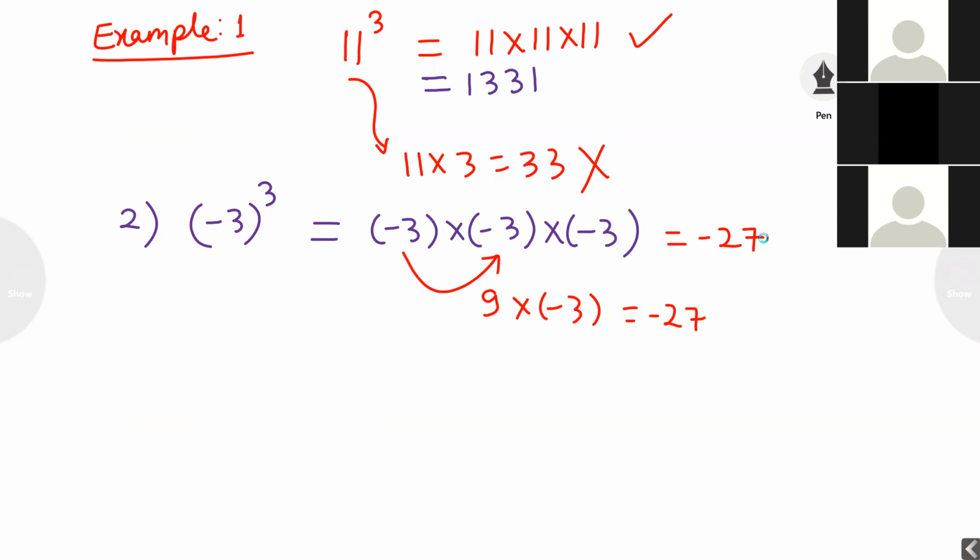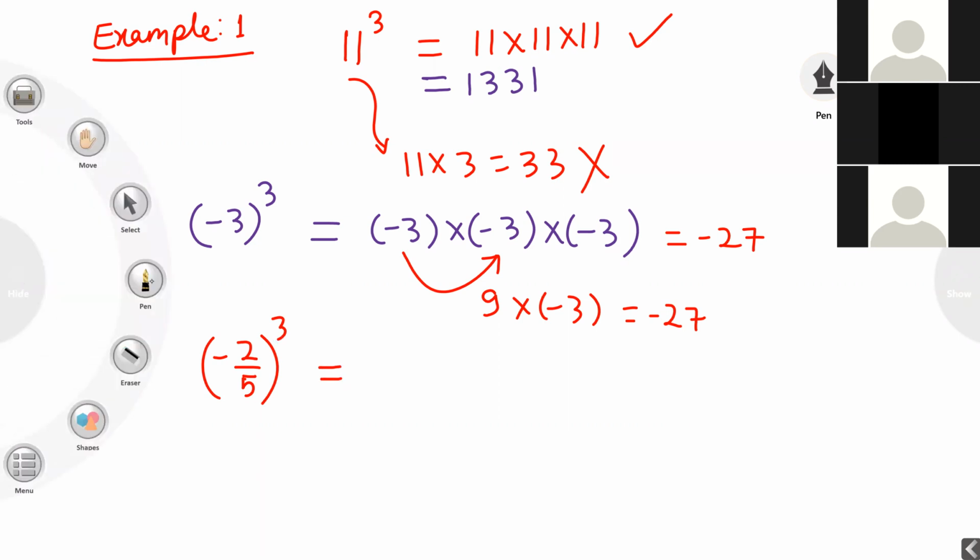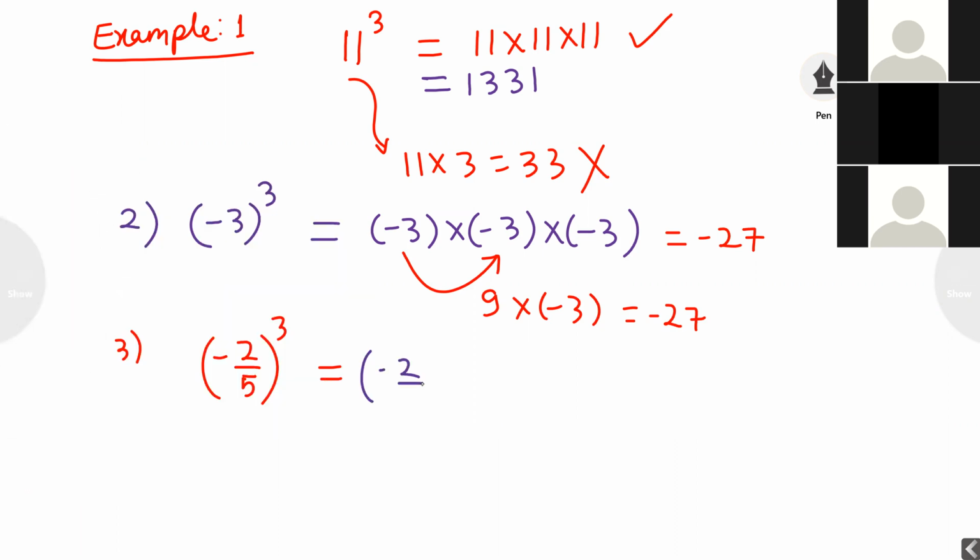Third example, minus 2 by 5 whole cube. Don't do experiments like minus 2 into 3 or 5 into 3. No. Minus 2 by 5, I want to write how many times? 3 times. Means minus 2 by 5 into minus 2 by 5 into minus 2 by 5.